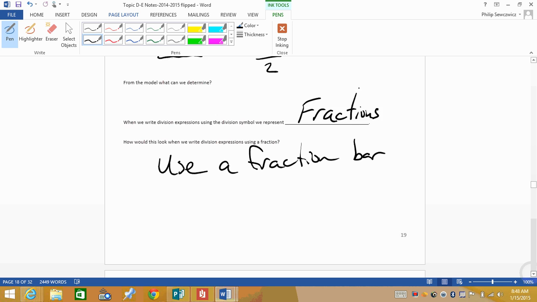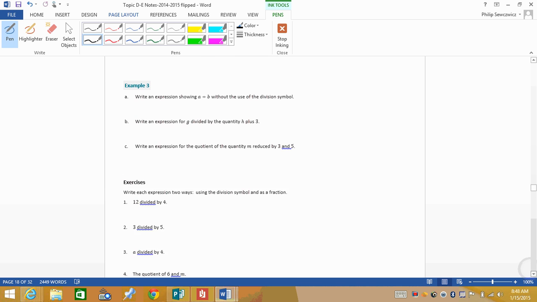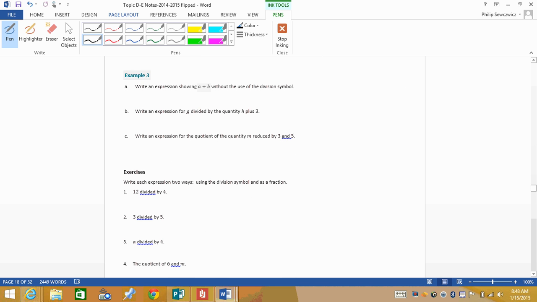All right, so let's get to the good stuff here. Write an expression showing a divided by b without the use of the division symbol. The nice thing about it is it reads from left to right, just like when you read a book. And when you read a book, you read from top to bottom. So a divided by b. That's all they want. Write an expression for g divided by the quantity. Quantity here is a phrase that we use, and that means to get ready to use parentheses.